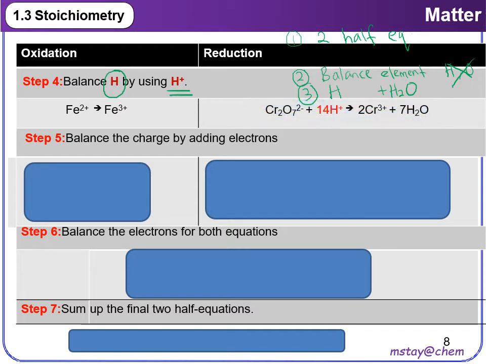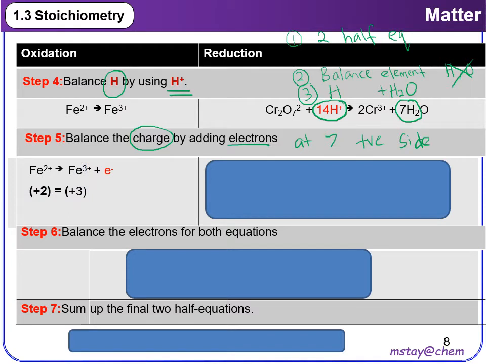While for the dichromate ion to the chromium ion, because here we have 7 H2O, 7 times 2 is 14, so we will add 14 H+ at the left hand side. Step 5, we balance the charge by adding electrons at the more positive side. Okay, now let's check.